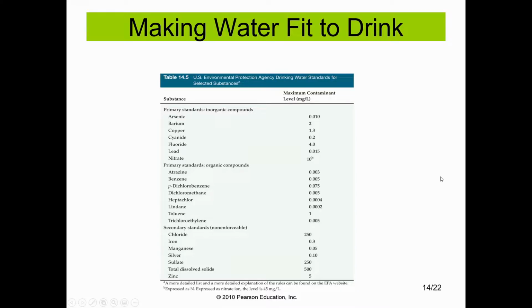This legislation posts standards for every substance that can be considered a contaminant. In the left-hand column, we have the substances. Examples of these are inorganic compounds and organic compounds that are known carcinogens or toxic to human health. In the right column is the concentration of this contaminant that's allowed by law. If the concentration of any of these contaminants exceeds the level of the U.S. Environmental Protection Agency Drinking Water Act, then that water cannot be sourced for personal use.